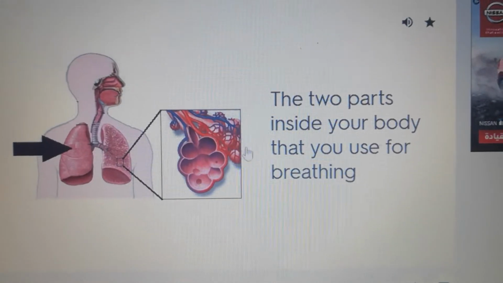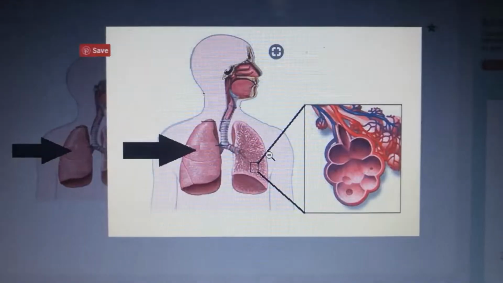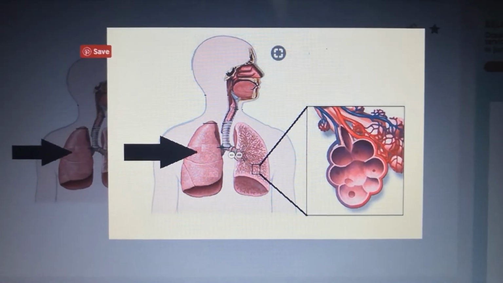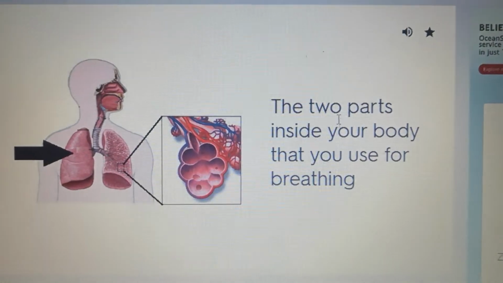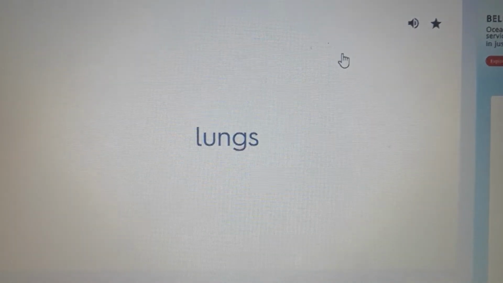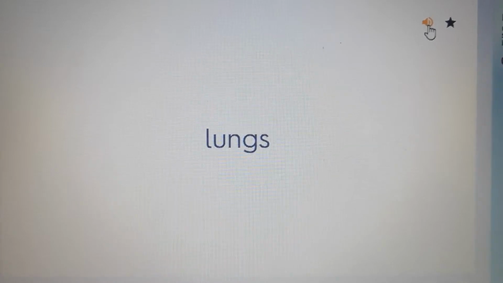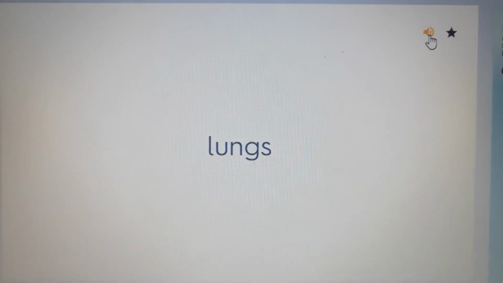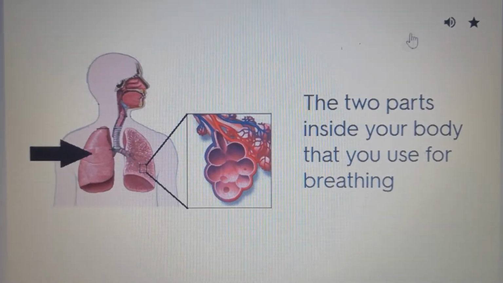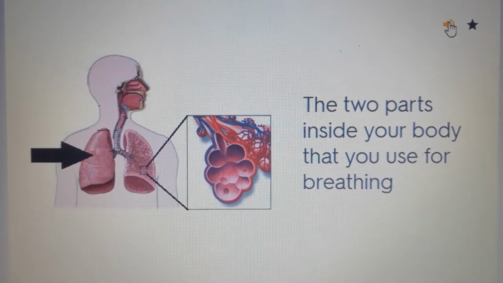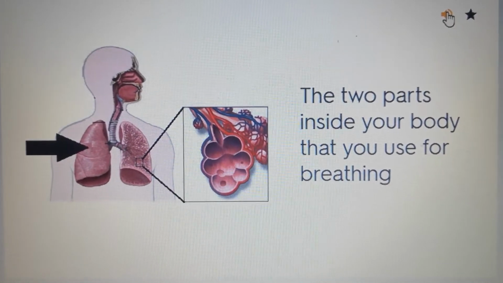Next, let's go to the next word. Guess what this is? The 2 parts inside your body that you use for breathing. Do you see these 2 parts? Do you have any idea about this one? So what is this word? This word is called lungs. So what is lungs? Lungs are the 2 parts inside your body that you use for breathing.